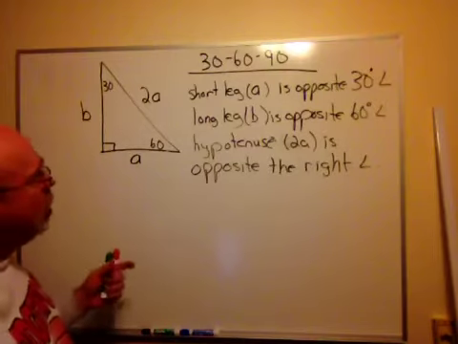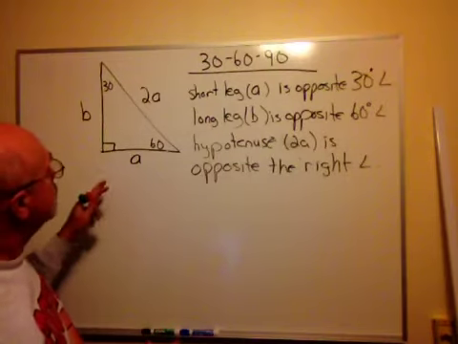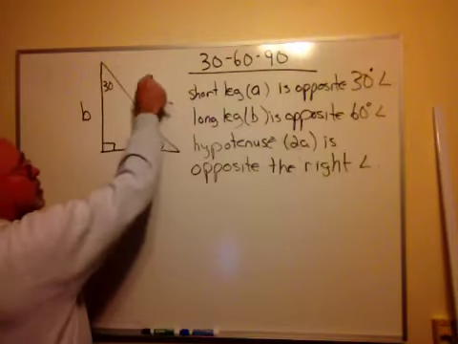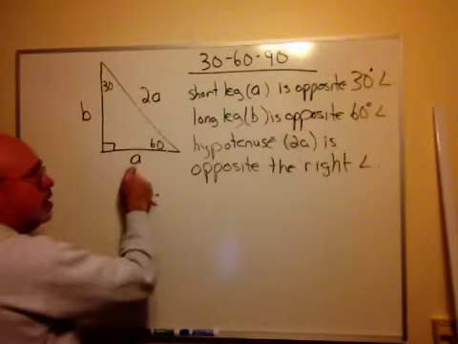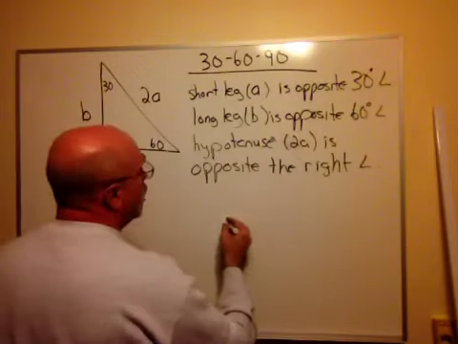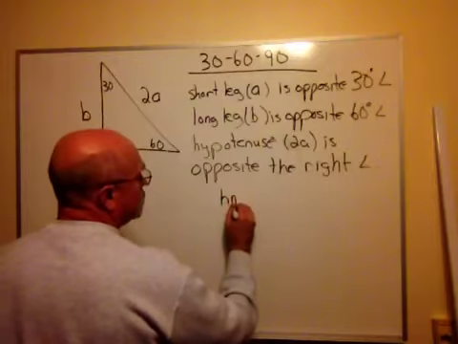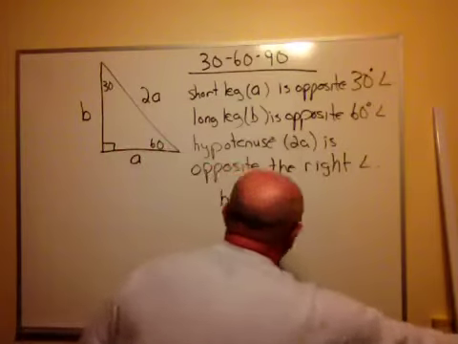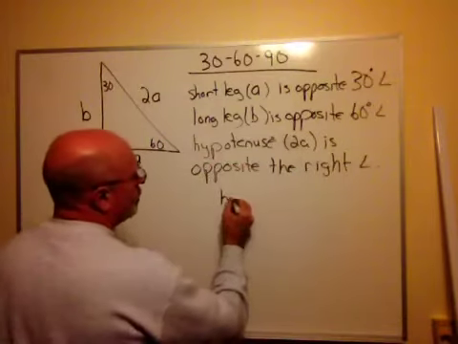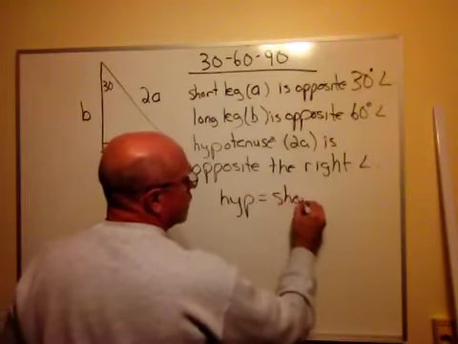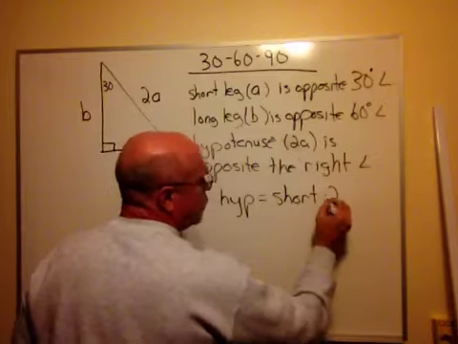Well, again, one of the relationships between sides we can see, is that the hypotenuse, right up here, is twice as big as the short leg. So one of our rules for 30, 60, 90 is that the hypotenuse, HYP for hypotenuse, is the short leg multiplied by 2.